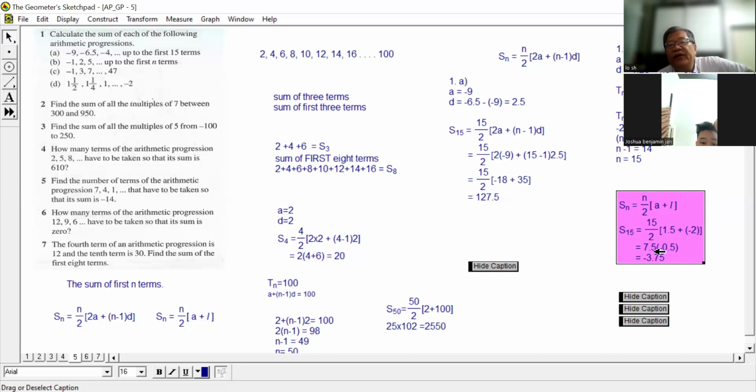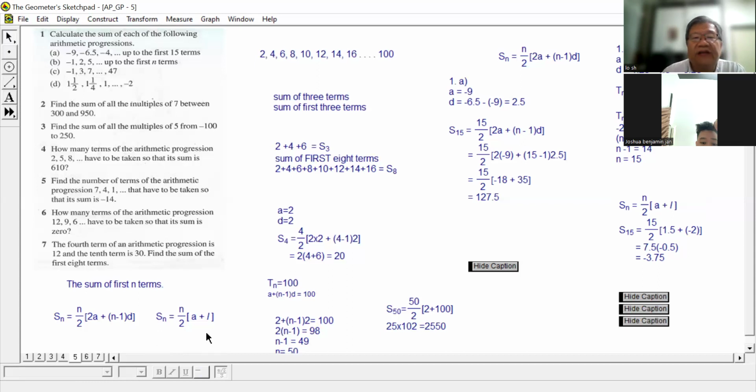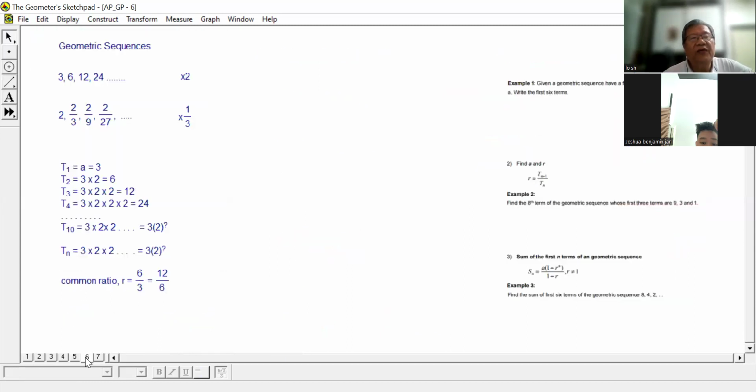0.5, you multiply with 0.75, answer is 3.75. So far, do you have any question to ask regarding the Sn? Can follow? Yeah. Any question? No question, then we move on.